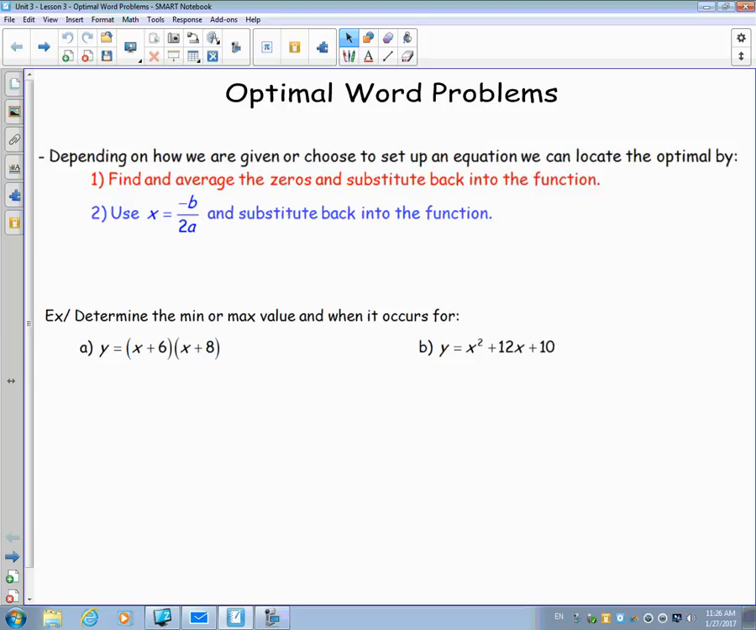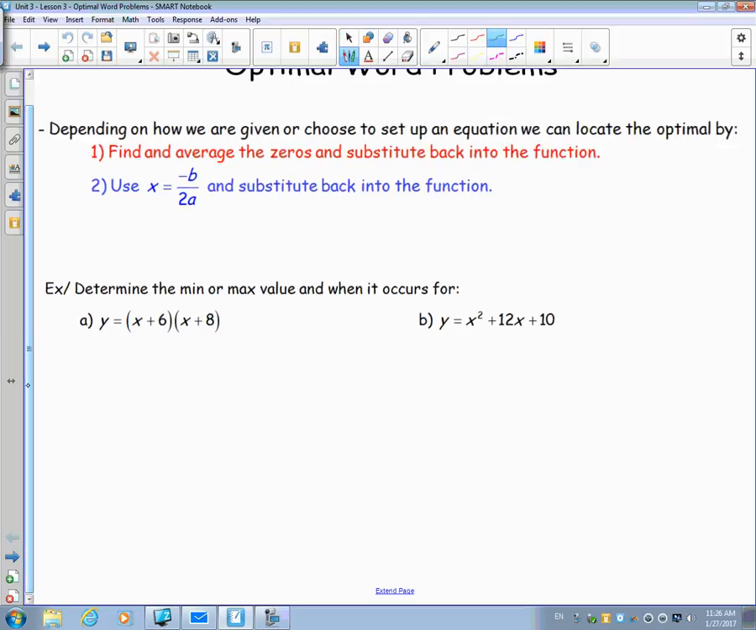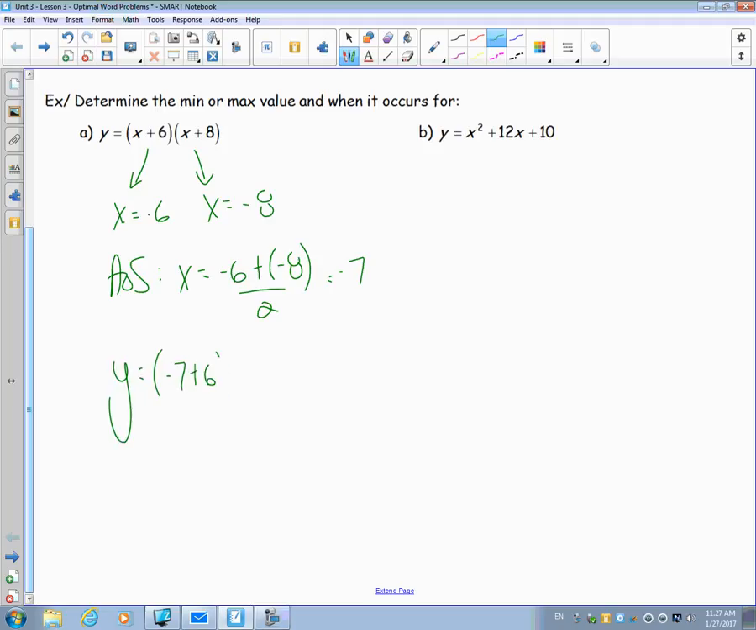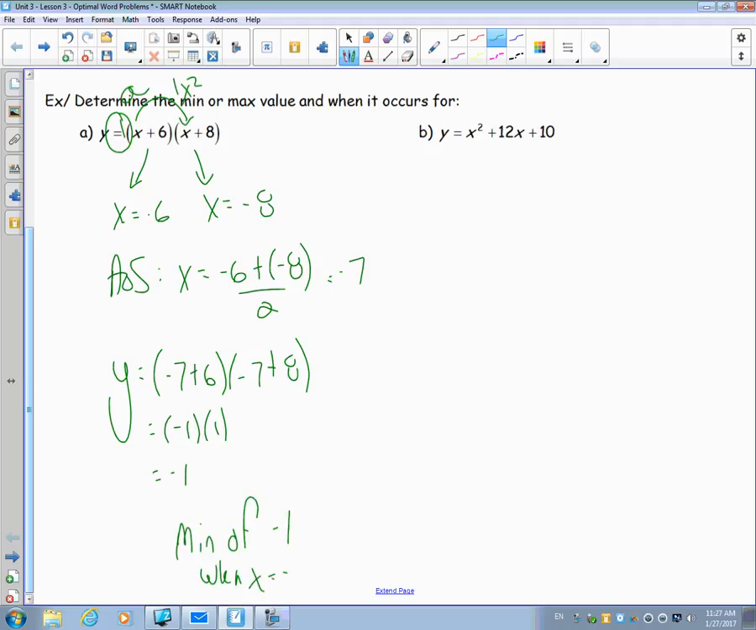So let's try one real quick. And this is factored form. We'll do the quick way. And our zeros are -6, -8. Our axis of symmetry then would be -6 plus -8 divided by 2, which is -7. Plug it back in. Calculate. And we get -1. Is it a min or a max? Well, the a value out front this time, x times x, which makes x squared, is still 1. Tells me it's a min because it opens up. Min of -1 when x is -7.